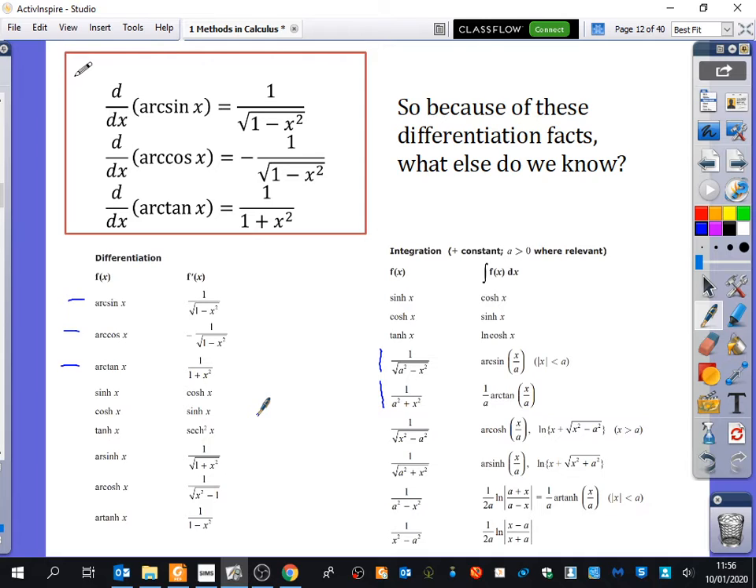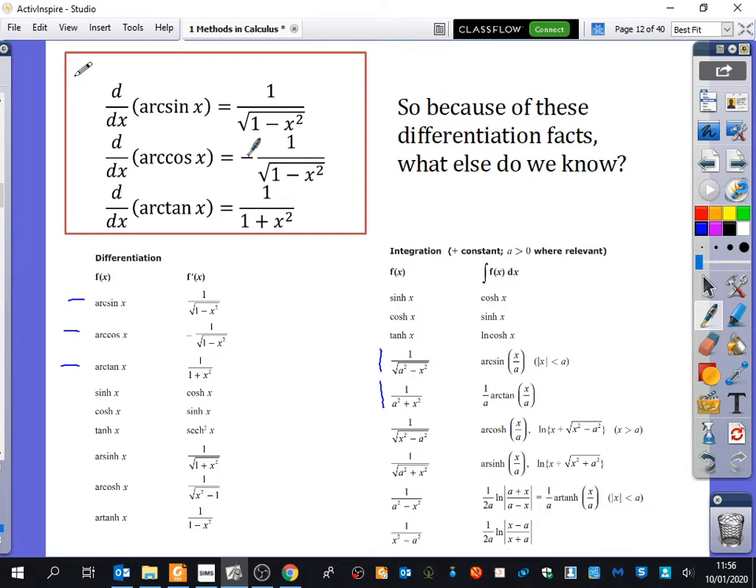If I was going to ask you to integrate this, isn't it the same as arcsine, apart from it's negative? So if I wanted to integrate this, I would get arcsine. If I wanted to integrate this, I could get arccos, or it's going to be the same as minus arcsine, because there's just the minus here instead.